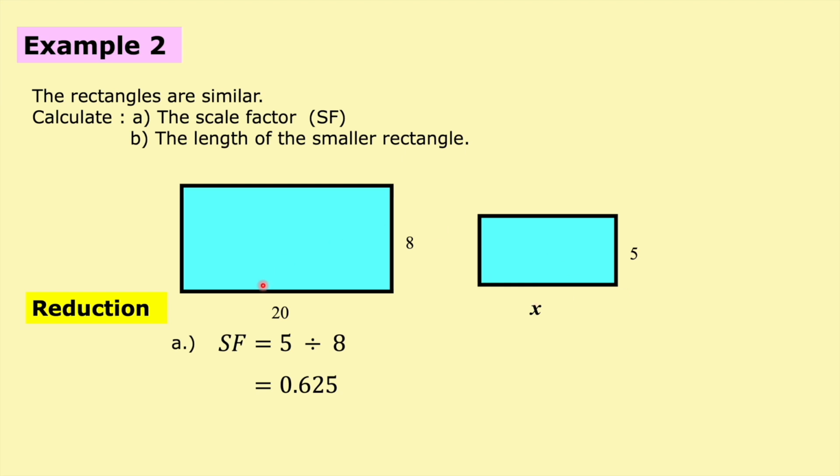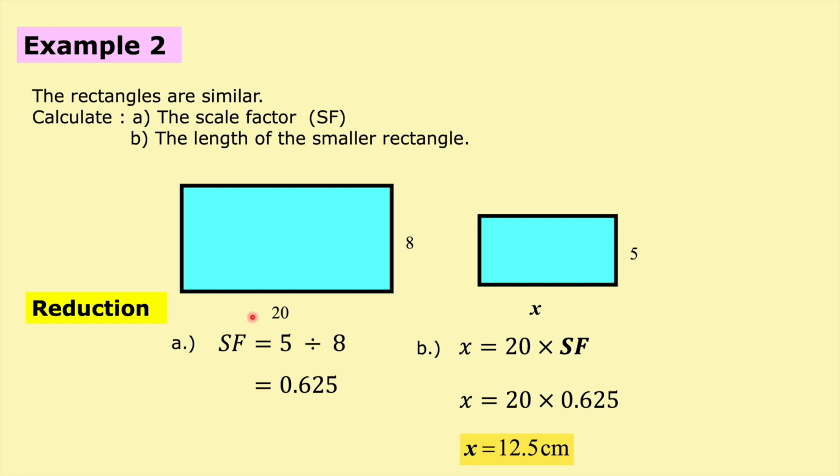Now we're going to go ahead and work out what x is. We're going to look at its corresponding length on the larger rectangle, and we're going to times that by our scale factor. So 20 times 0.625 to give us 12.5. Okay, so we are dealing with an enlargement when this scale factor is bigger than 1, and we're dealing with a reduction when this is less than 1. And then we're getting our corresponding side and multiplying this by our scale factor to get our final answer.